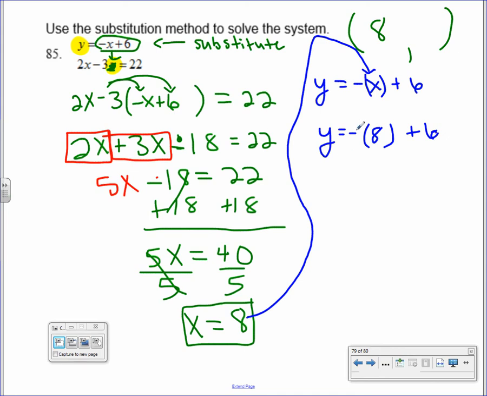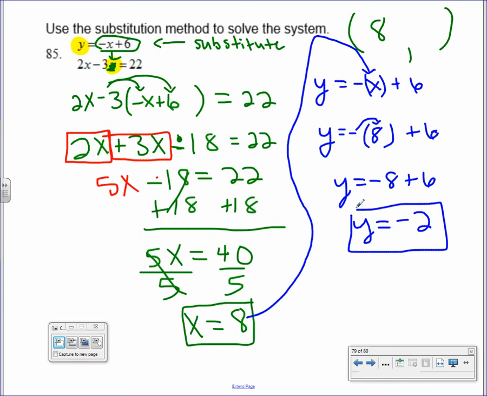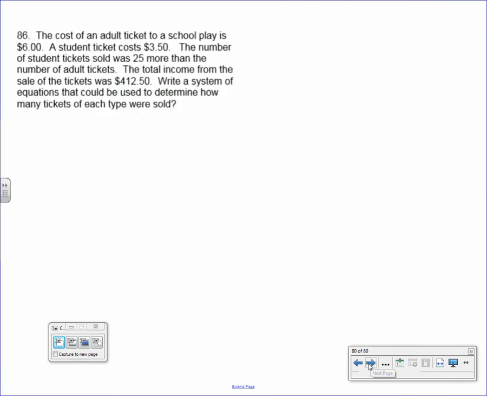So if I distribute this negative inside the parentheses, we get y equals negative 8 plus 6, which is a negative 2. So my y value is negative 2. Now when these two lines meet on a graph, they'll meet at the intersection, or the point, or the solution, 8 comma negative 2. So there's my solution. And the very last one, number 86.